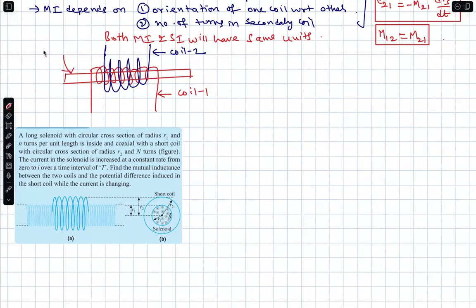This is some iron rod. Here, mutual inductance is proportional to L1 and L2, where L1 and L2 are the respective self-inductances. And M is some constant K times the square root of L1 L2. This K is called the coefficient of coupling.